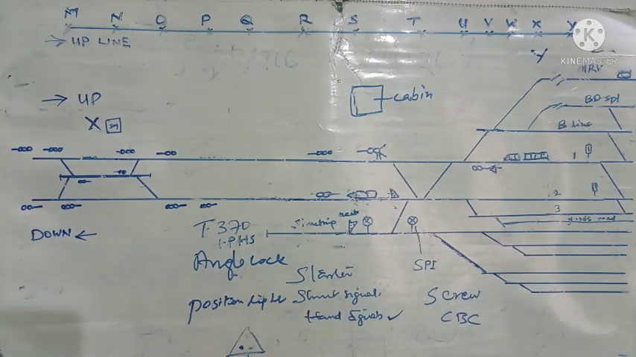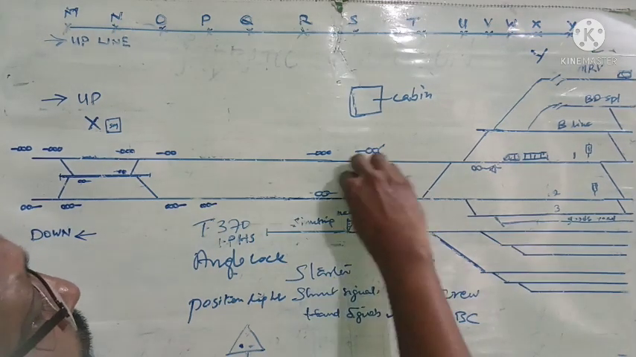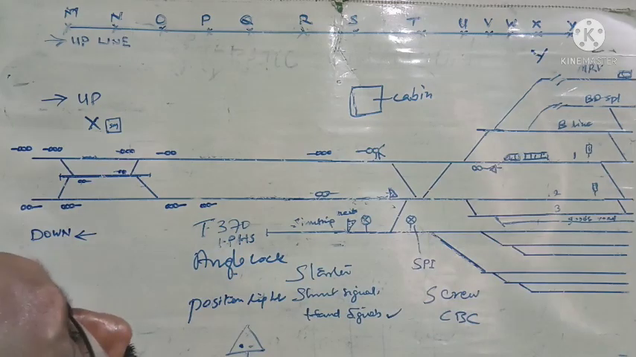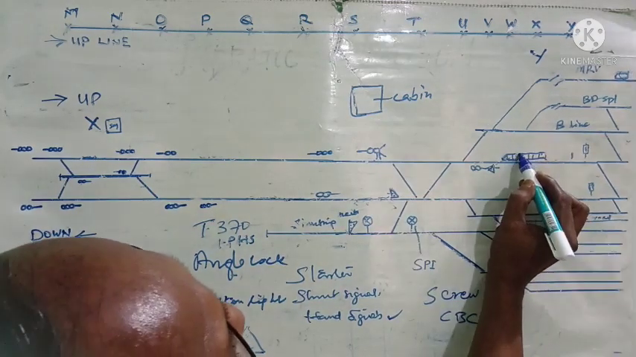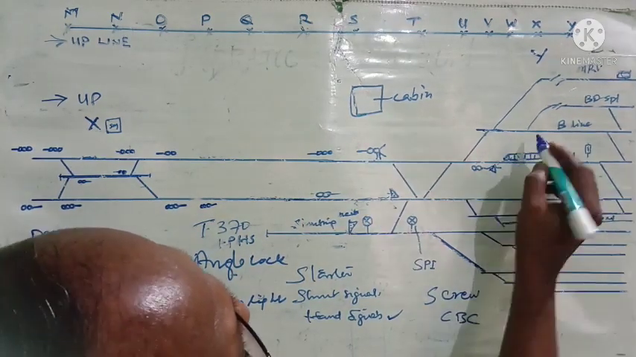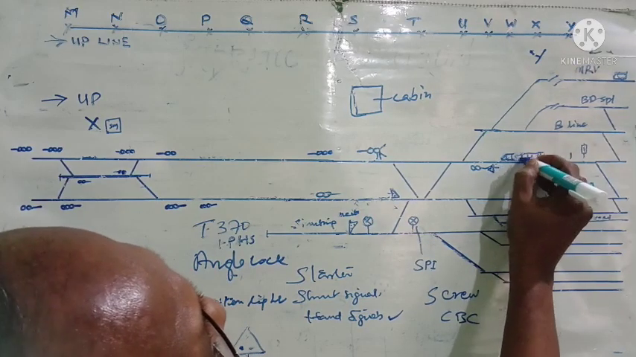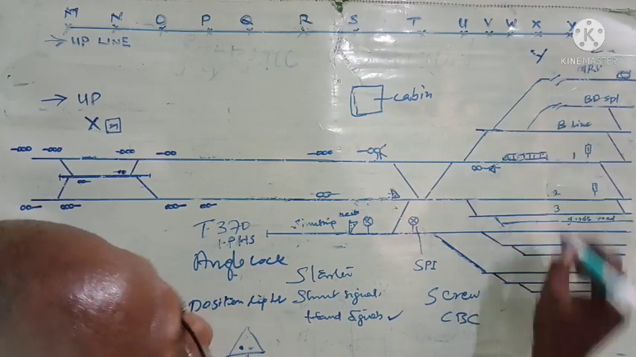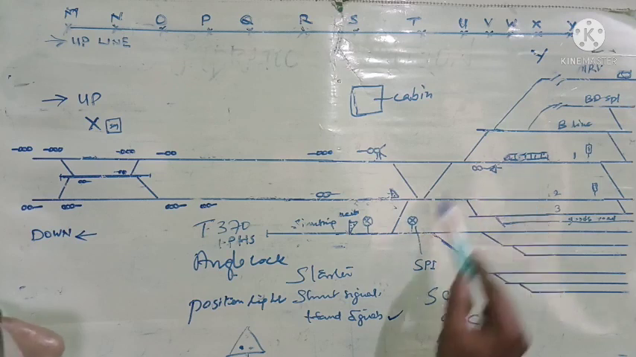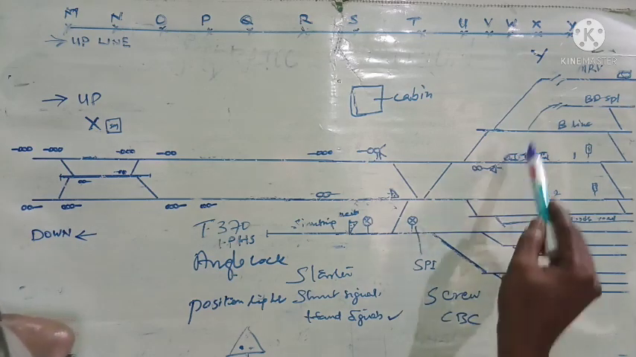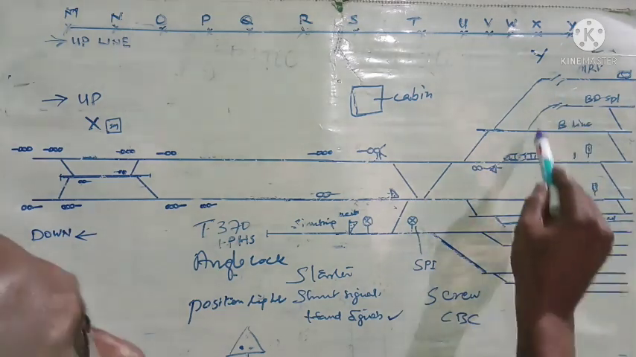Okay, now our engine and the two coaches have backed to road 1 and it is attached here. Now it is attached and it is to be taken to the yard. Before shunting this rake to the yard, let us see other features of this yard.